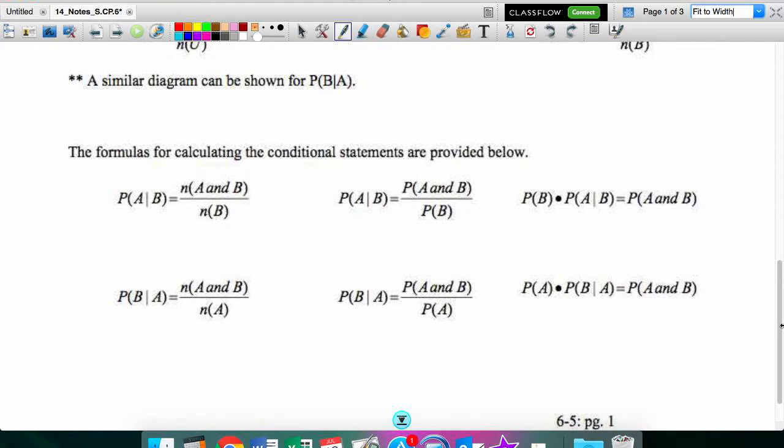At the bottom of your page, you have various forms of this exact same formula. So, you really only need to memorize one of them. And I like to write it in words myself. I think of a conditional probability as the probability of the AND, both terms combined, divided by the probability of the second term, the given.